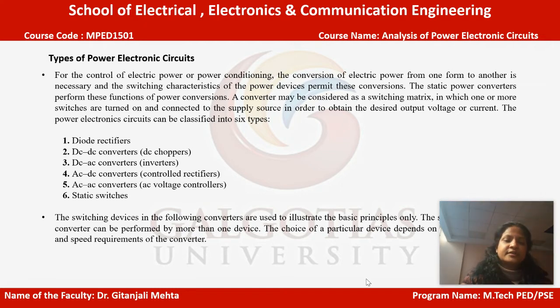The power electronic circuits can be classified into six types. First is the diode rectifiers, that is, the uncontrolled rectifiers. Second one is DC to DC converters, which are also known as DC choppers. Third one is the DC to AC converters, also called inverters. Fourth is AC to DC converters, known as the controlled rectifiers. Fifth is AC to AC converters, also known as the AC voltage controllers. And then there are the static switches.